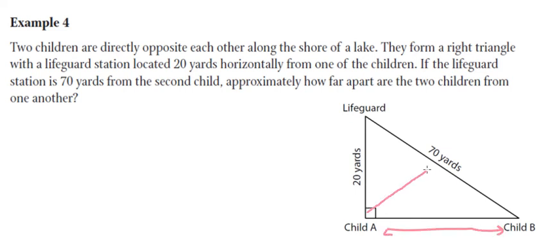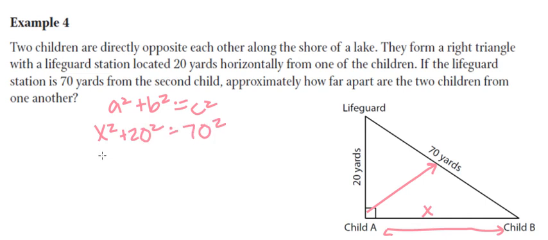So as I go to solve that one, this is going to be asking us to find one of our legs here. So I'm going to do a squared plus b squared is equal to c squared. So that means that x squared plus 20 squared is going to be equal to 70 squared. So that's going to be x squared plus 400 is going to be equal to 4,900. So x squared, when I subtract, we're going to do 4,900 minus 400, and that's going to give us 4,500.